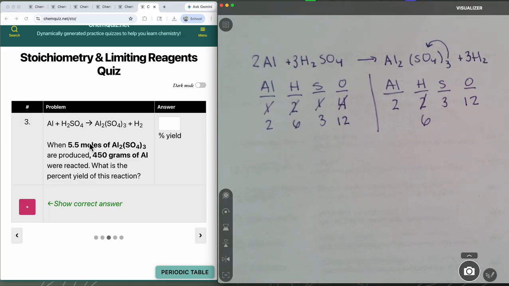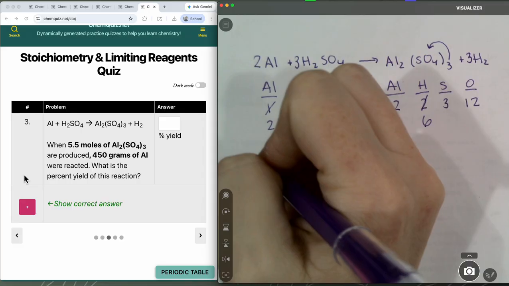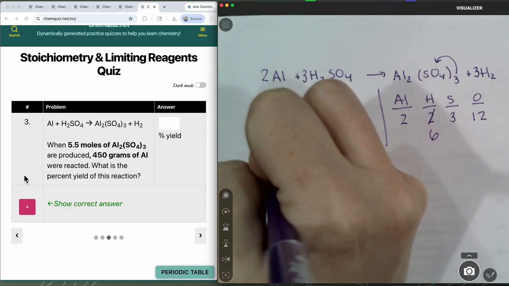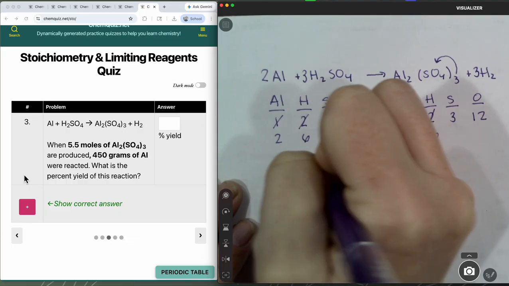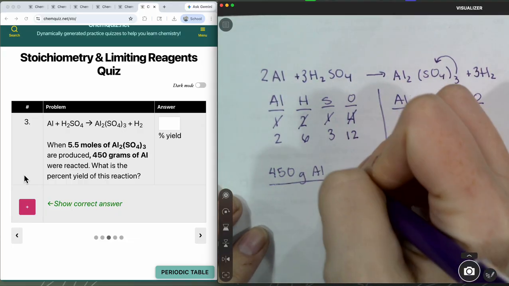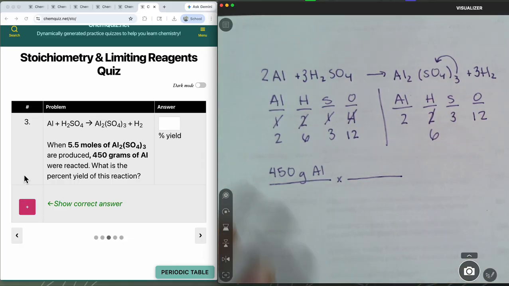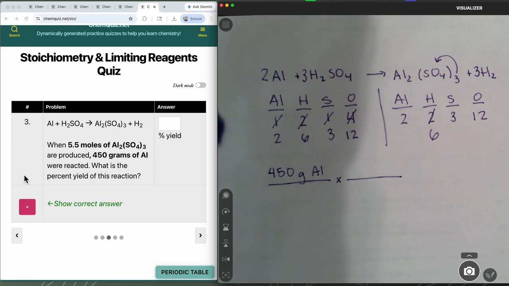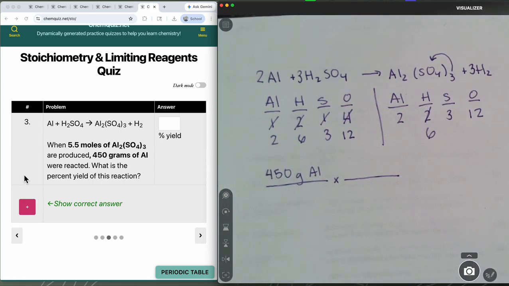So talk me through the math. What are you thinking? So we have 450 grams of aluminum. And then when I get it to moles, you have to find the molar mass of aluminum. So how much does aluminum weigh? I genuinely don't remember. That's not one I use a lot. 26.98. Okay, where will I put that?